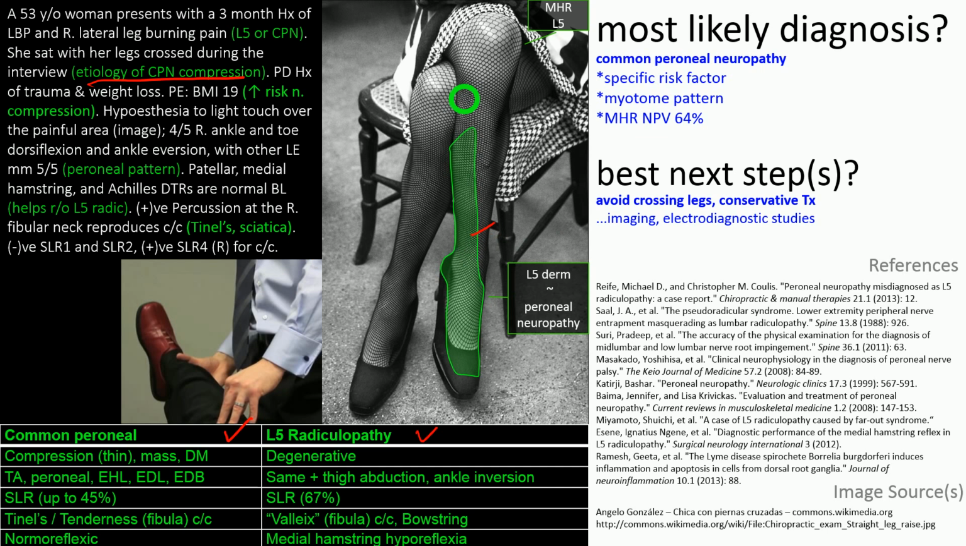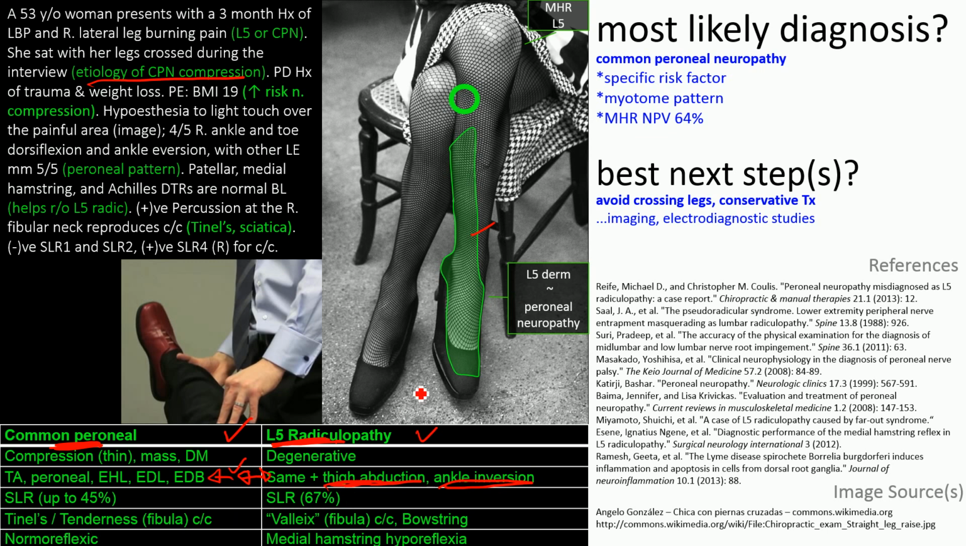The weakness of the ankle and toe dorsiflexion is, again, very confusing because there's an overlap here of the innervation of the muscles between the nerve root, L5 radiculopathy, and the common peroneal nerve. They innervate a lot of the same muscles. However, L5 radiculopathy innervates a little bit more, and you may find thigh abduction weakness in L5 radiculopathy, as well as ankle inversion weakness. And so absence of those two features puts you a little more in the common peroneal nerve category here.